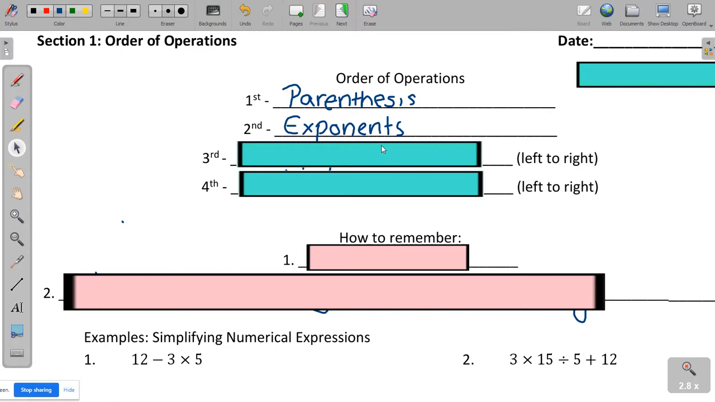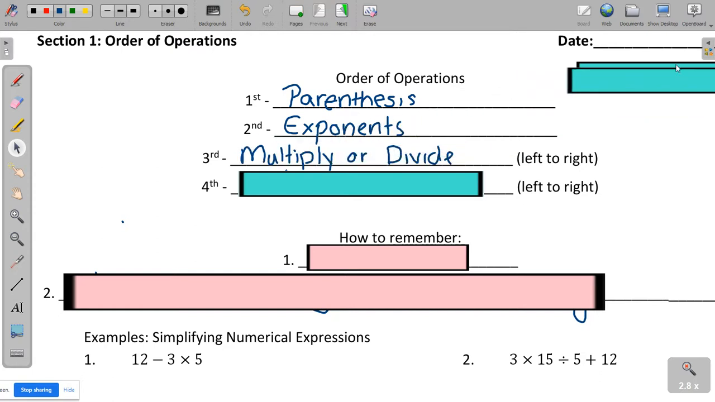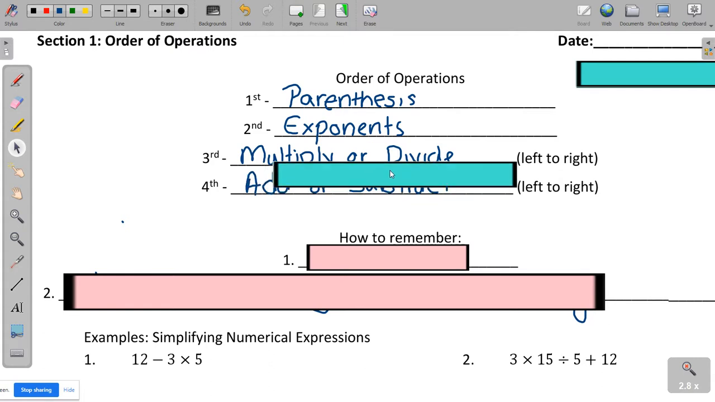Then, from left to right, whichever comes first, we multiply or divide. So if division comes first, we divide. Then, after we multiply and divide, we add or subtract. Again, this is from left to right, like you would read a book.